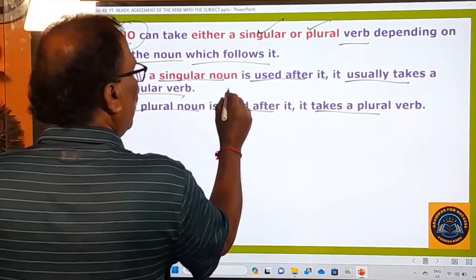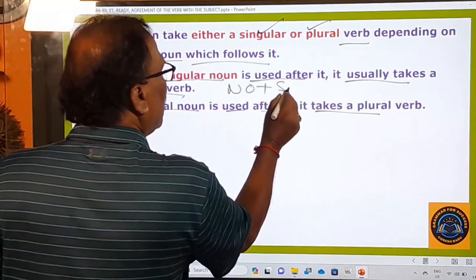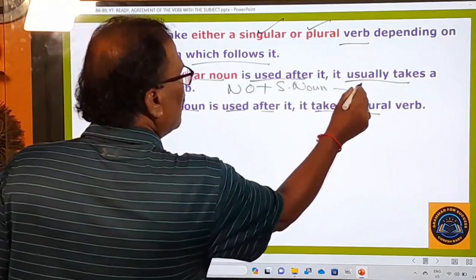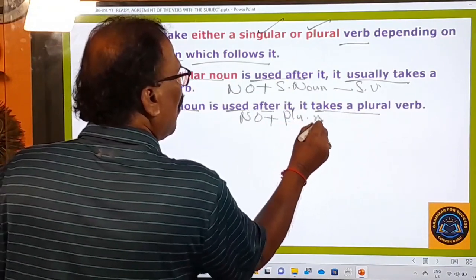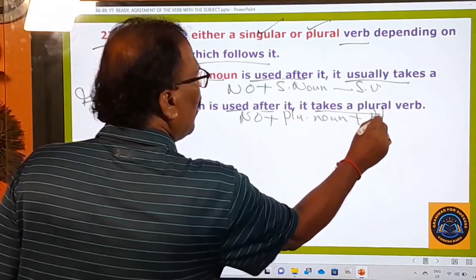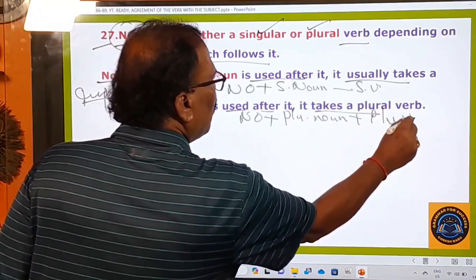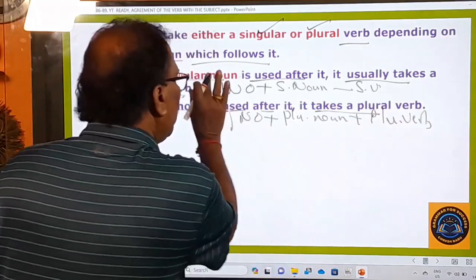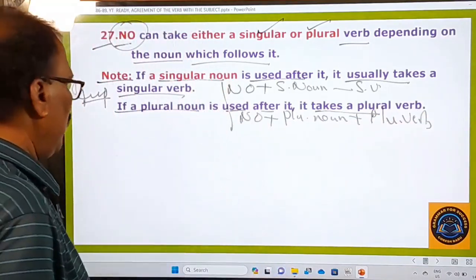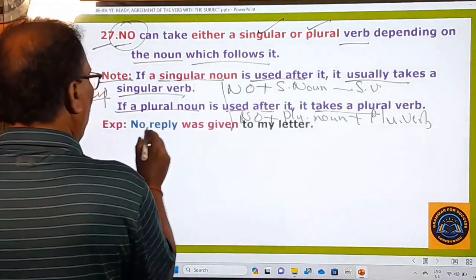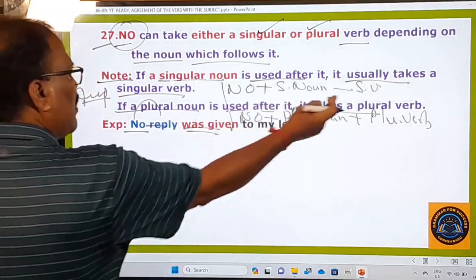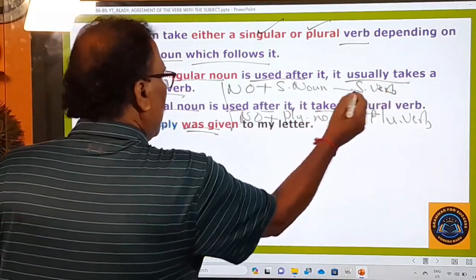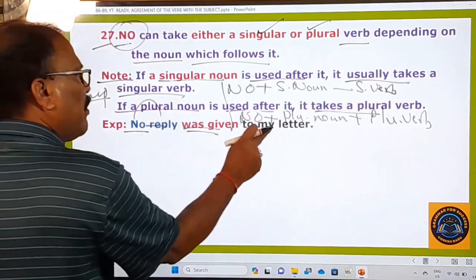No plus singular noun plus singular verb. No plus plural noun plus plural verb. This is the pattern, the rule you are learning here. Let us see the first one. No reply: after no, a singular noun is used, therefore was given, a singular verb. No reply was given to my letter.